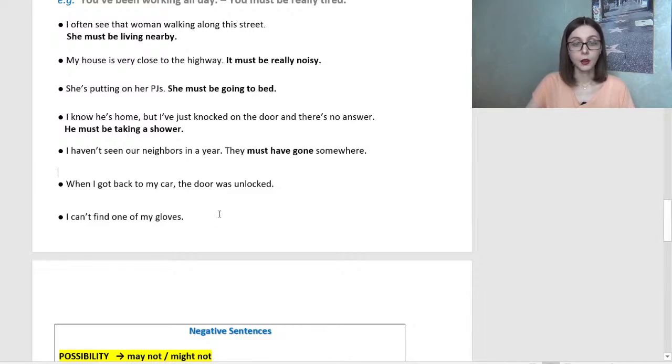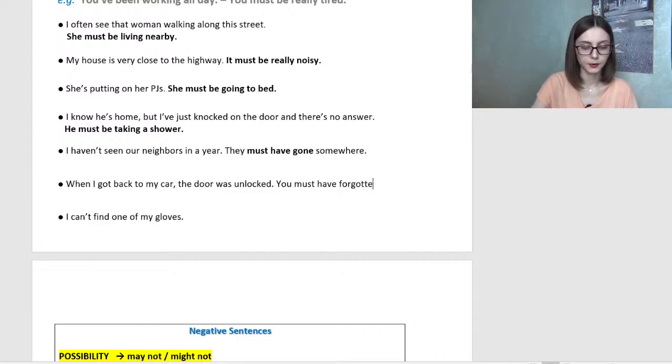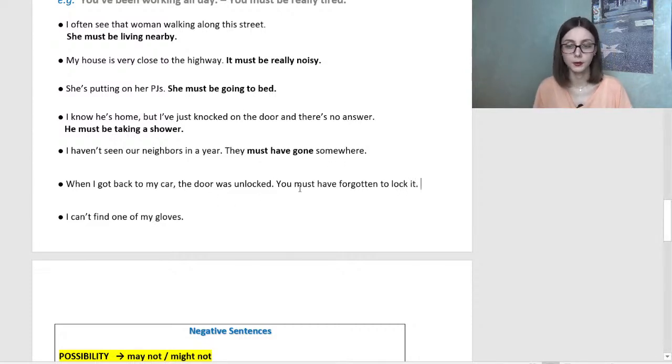All right, so when I got back to my car, the door was unlocked. Let's make an assumption. You could be optimistic here. I will try to be optimistic and make an optimistic assumption. I would say you must have forgotten to lock it.